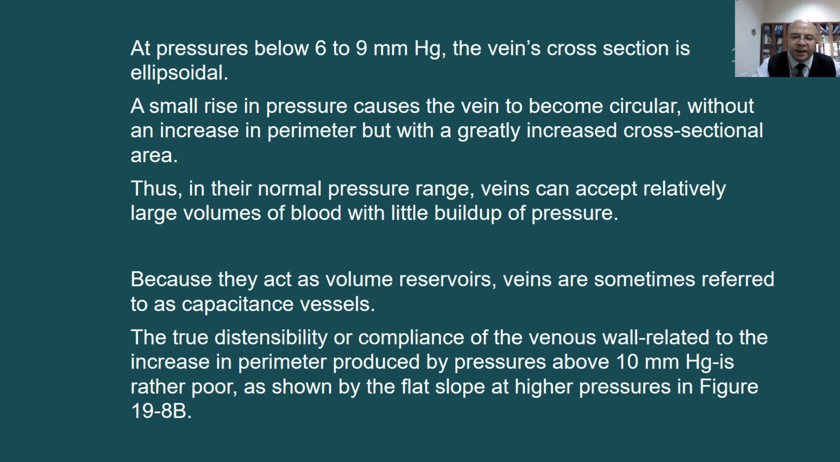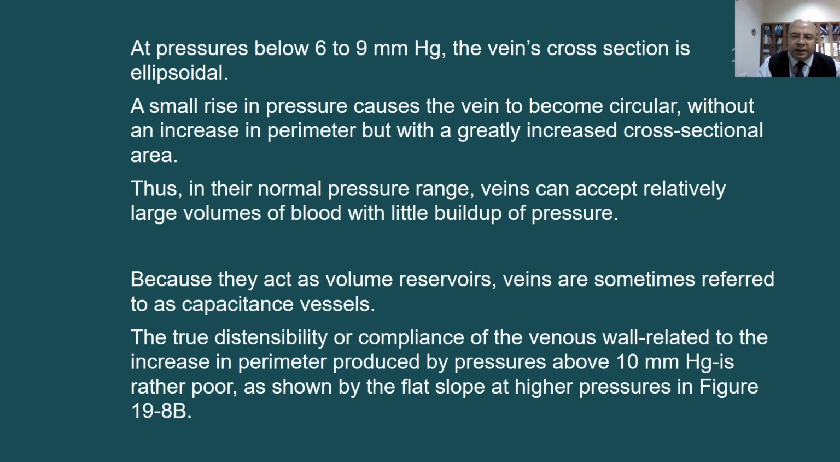The true distensibility or compliance of the venous wall, related to the increase in perimeter produced by pressures above 10 mm mercury, is rather poor, as shown by the flat slope at higher pressures in figure 19.8b.